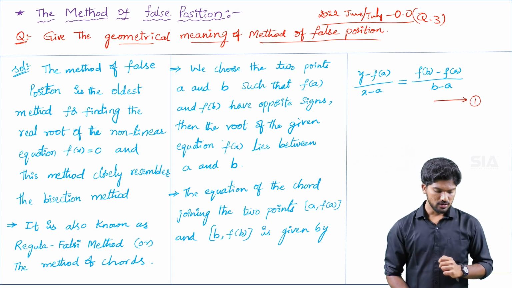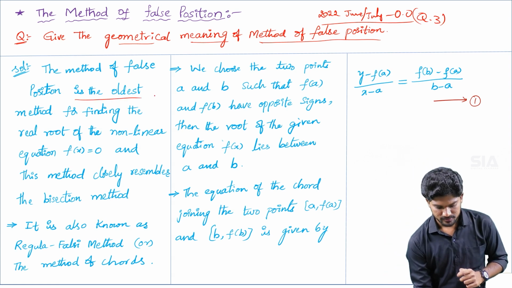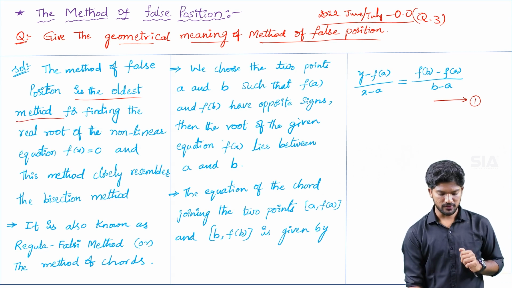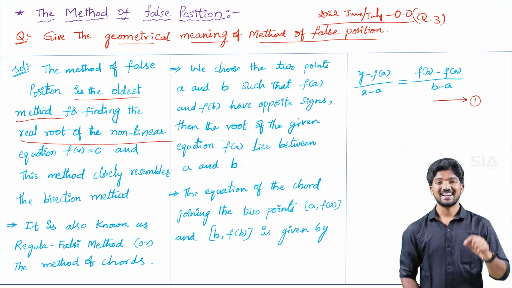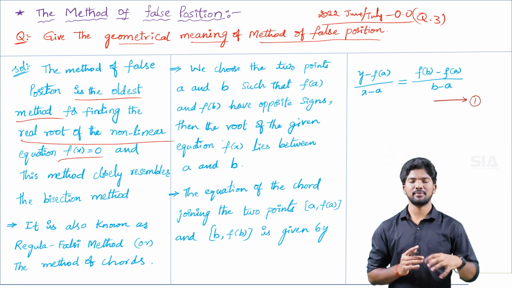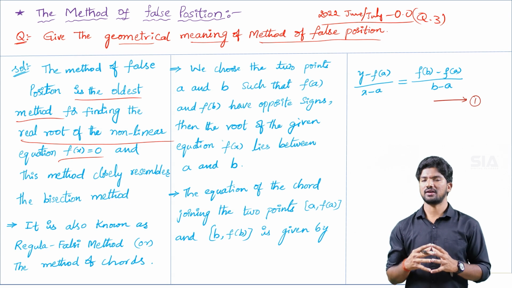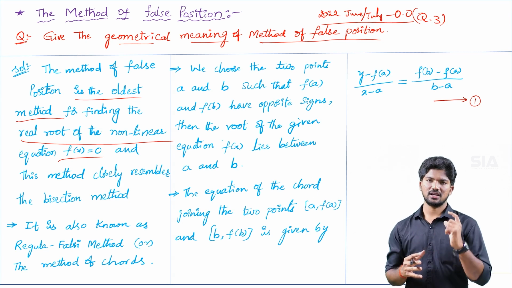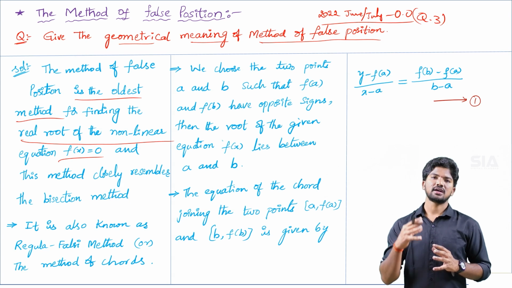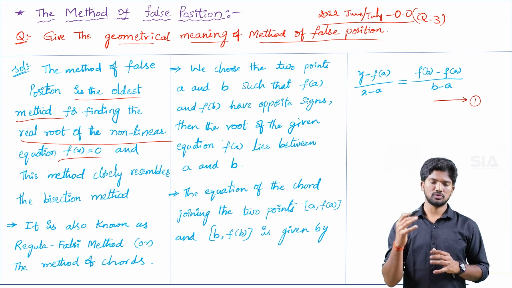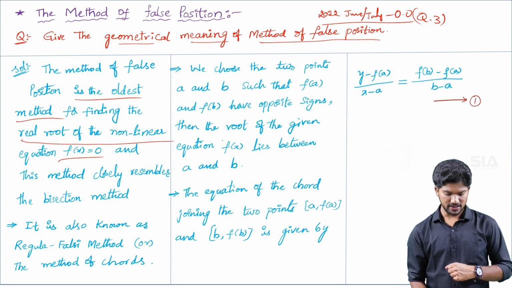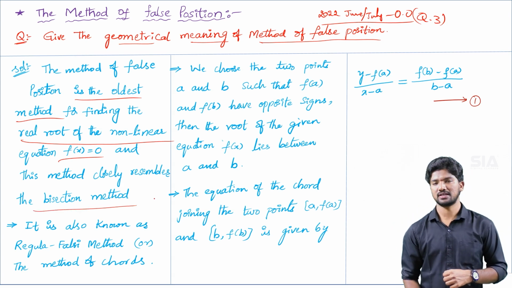Observe carefully. The method of false position is the oldest method for finding the real root of a non-linear equation. Non-linear means the order is greater than 1; order 1 is a linear equation. Non-linear means an equation of order greater than 1, that is from 2, 3: quadratic equation, cubic equation, those types of equations. This method closely resembles the bisection method.